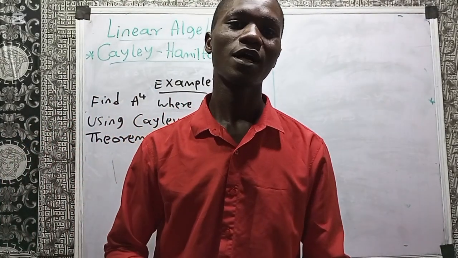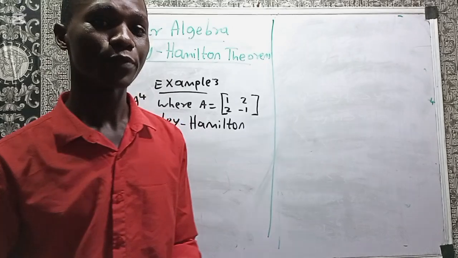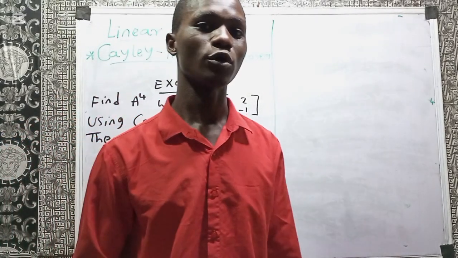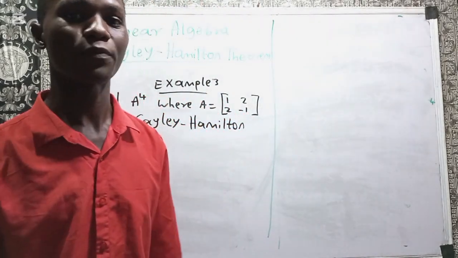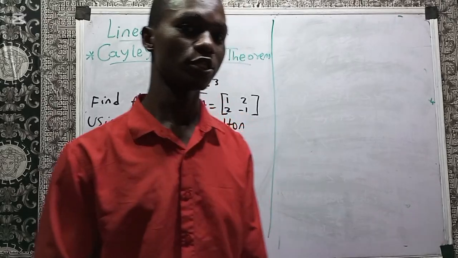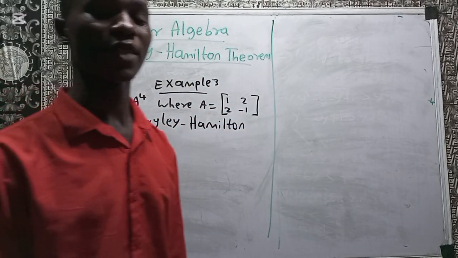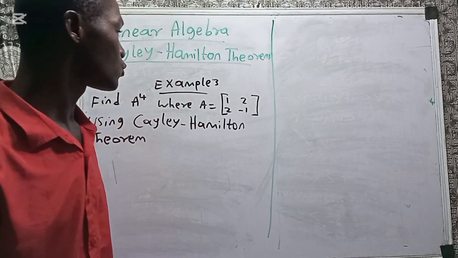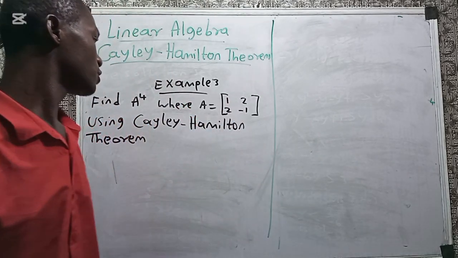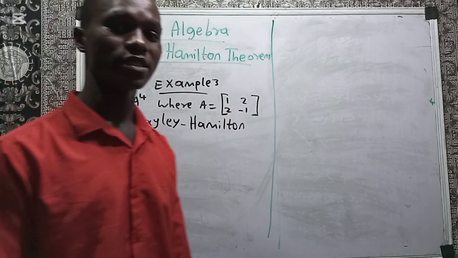This is linear algebra class, and today we'll be solving this example under this theorem we introduced in our previous video, Cayley-Hamilton theorem. In this example we are told to find A raised to power 4, where A is this 2 by 2 matrix, using the Cayley-Hamilton theorem.